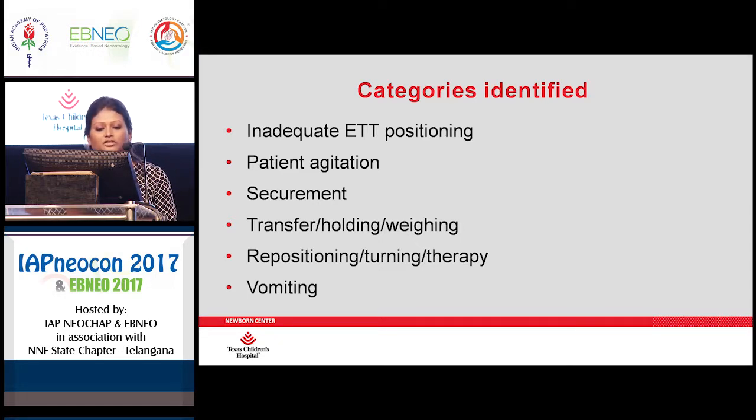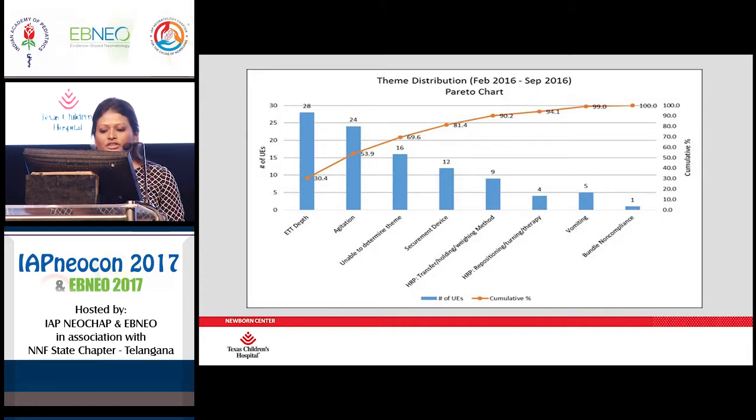The unplanned extubations were happening either because of improper or inadequate ET tube position or related to patient being too agitated, securement issues such as do you use a tape, do you use a neobar or another kind of device, and there's some high-risk periods such as when you're moving the baby, transferring them, weighing them, or doing a procedure. So this is just a breakdown of those categories, and you can see here the various categories and the incidence of it in our unit.